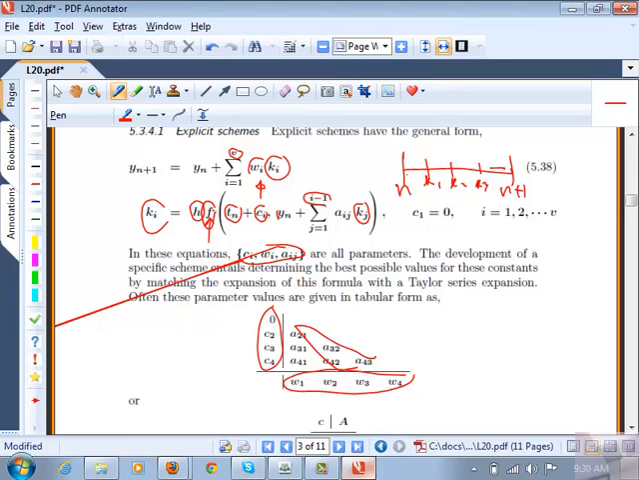Any questions on the general idea of what a Runge-Kutta method is? You need to understand the structure, how the algorithms are developed. Okay. RK45 is a good example in MATLAB. It's a very popular and powerful method.